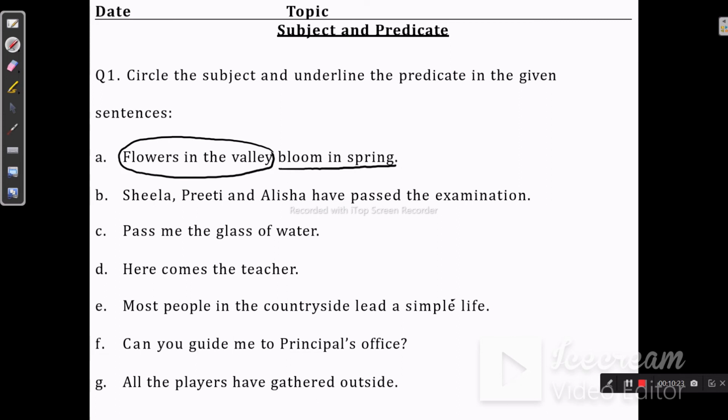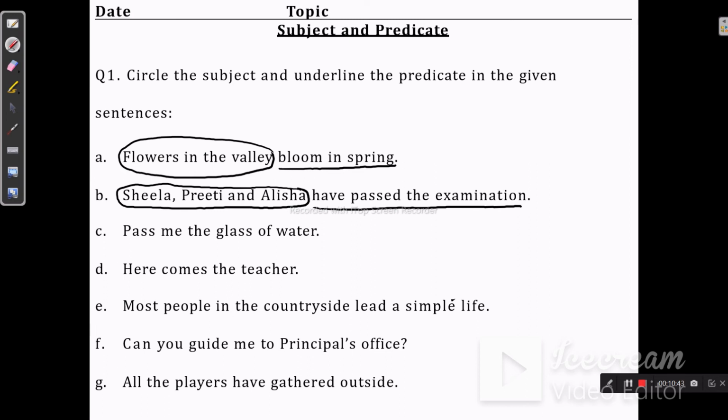B part. Sheila, Preeti and Alicia have passed the examination. Who have passed the examination? Sheila, Preeti and Alicia. So this is the subject here. What have they done? They have passed the examination. So have passed the examination is the predicate.